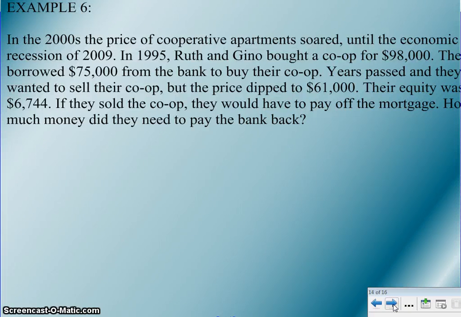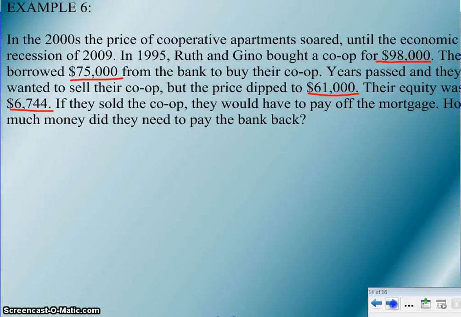All right, last one for this particular unit and chapter. We're into example 6. It says in 2000, the price of cooperative apartments soared until the economic recession of 2009. In 1995, Ruth and Gino bought a co-op for $98,000. They borrowed $75,000. Years passed, they wanted to sell the co-op, but the price had dipped all the way down to $61,000.